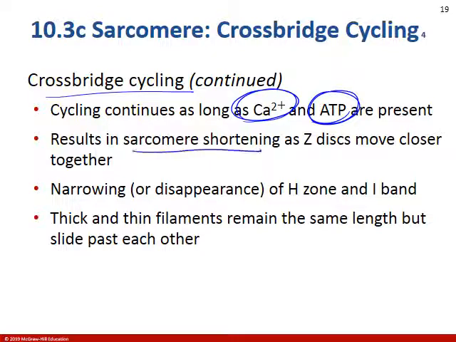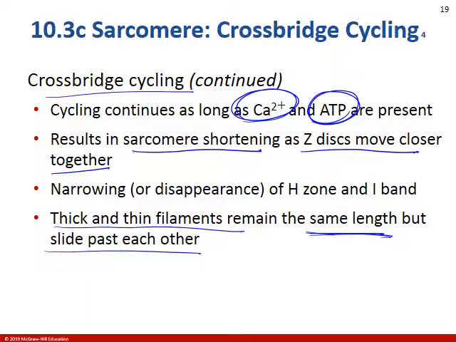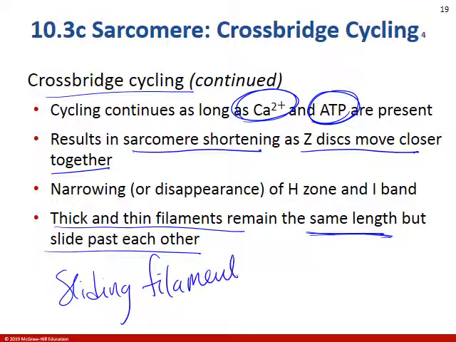The sarcomeres are going to shorten, the Z-discs are going to move closer together. The thick and thin filaments remain the same length, they just slide past each other. This is why it's sometimes called sliding filament theory.